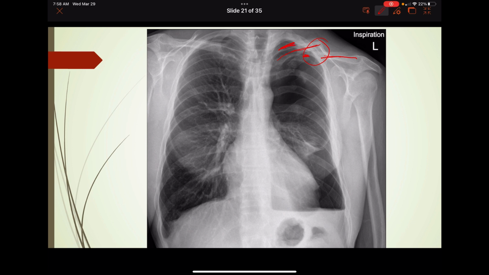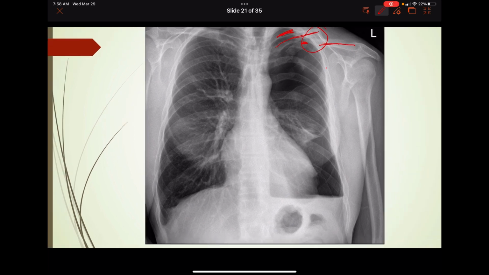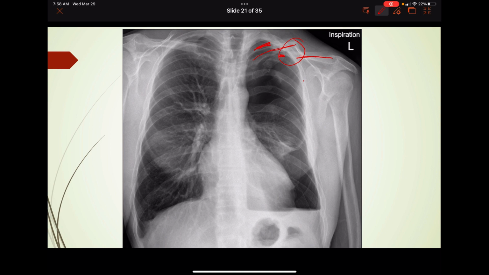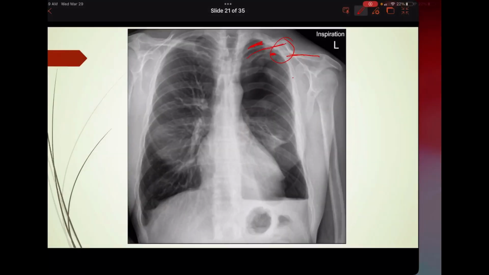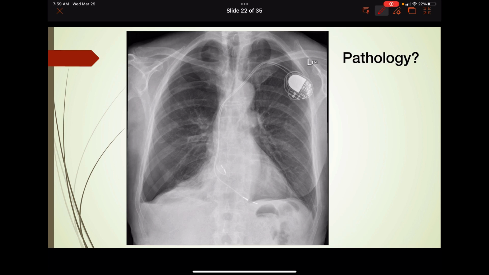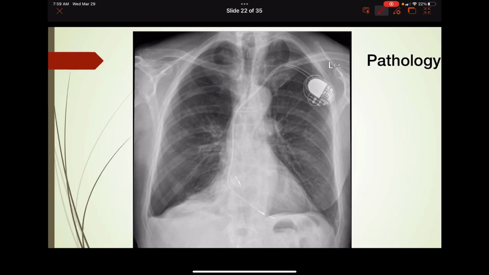So anyway, this patient obviously had some trauma. I don't see any other, but not to say that they're not there, of course. That's an interesting film, though. All right, another chest x-ray here. This iPad would cooperate.